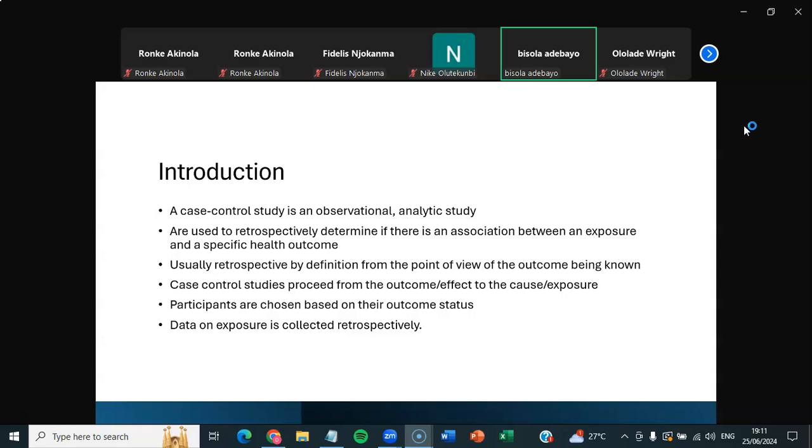Now, generally, we associate case control studies with being retrospective. And the key thing about it being retrospective is that at the time we're commencing our study, the outcome is already known, and we're working backward to determine exposures. So it's retrospective by the definition of the point of view of the outcome being known. So case control studies proceed from the outcome or the effect to the cause or the exposure. And we select participants for the study based on the status of their outcome. Then data on exposure is collected retrospectively.